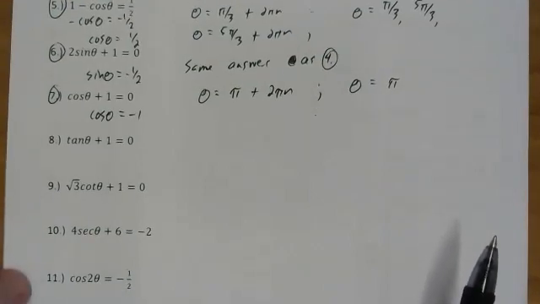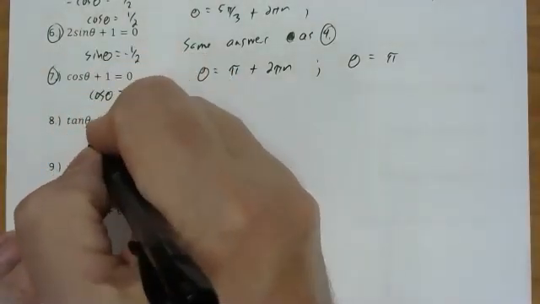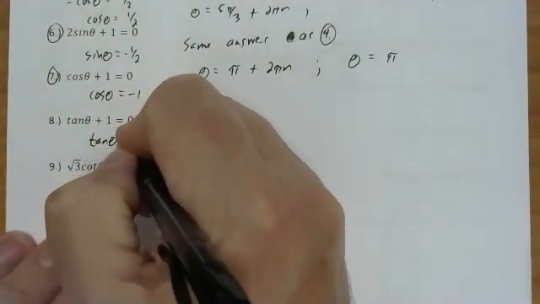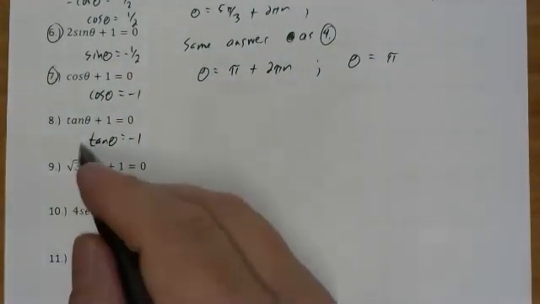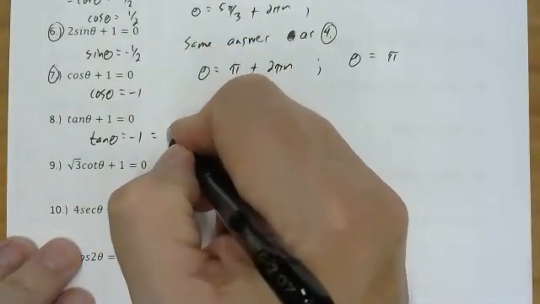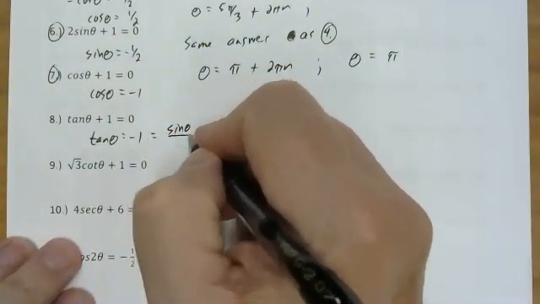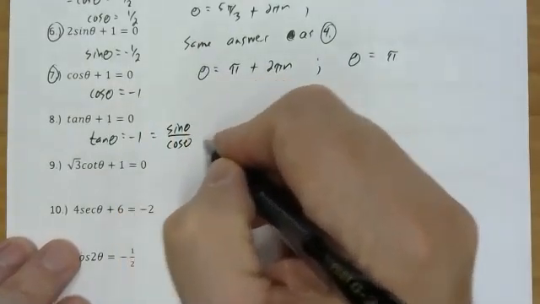All right, a few more of these. This one, subtract 1 from both sides. Tangent's a little trickier because basically in my mind, what I say to myself is tangent is sine over cosine.